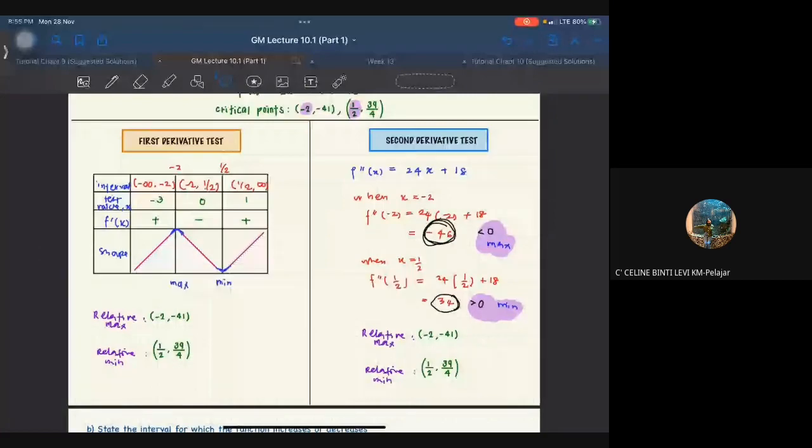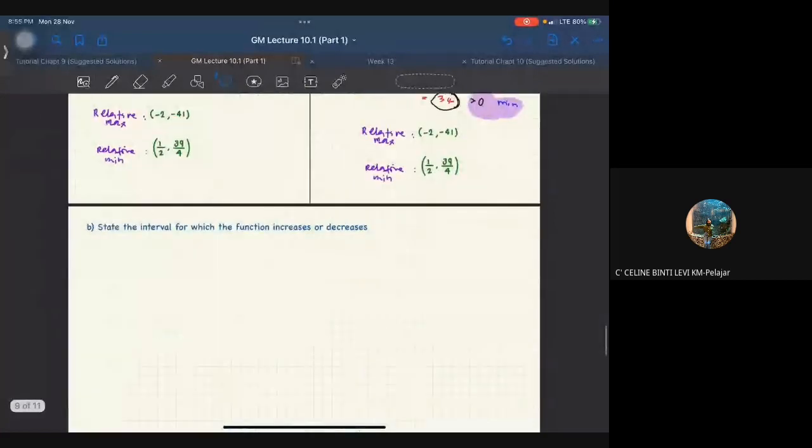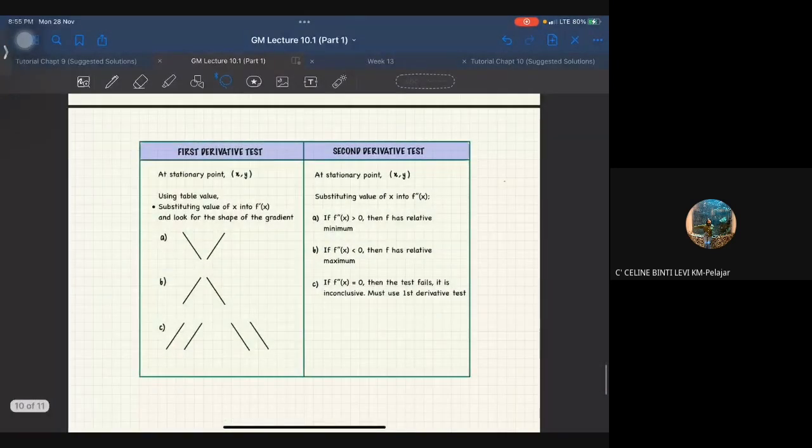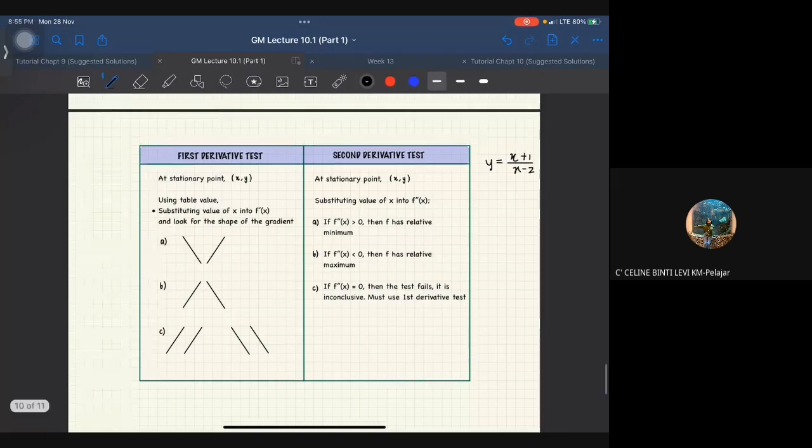Right, so let's take a look at this overall. Okay, so saya nak recap balik. Okay, saya paste dekat sini. Okay, so this one. Ada second case. Okay, so let's take a look at this one. Let's recap back this one. Okay, so kita ada dua cara lah. First derivative test dengan second derivative test. So kalau first derivative test, first step that you need to do is you need to find the critical point.